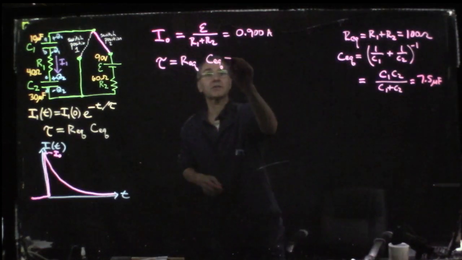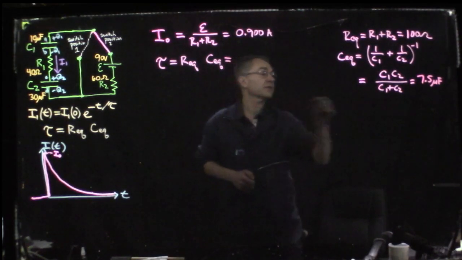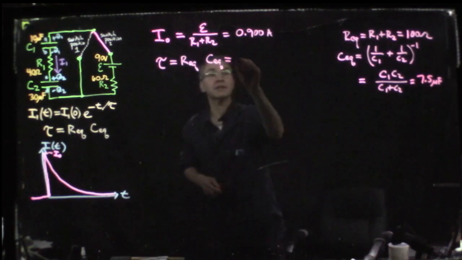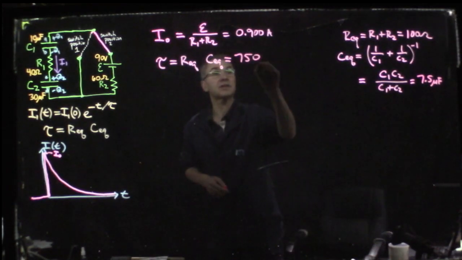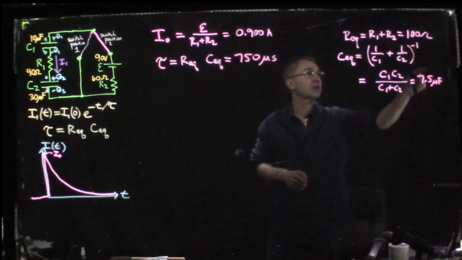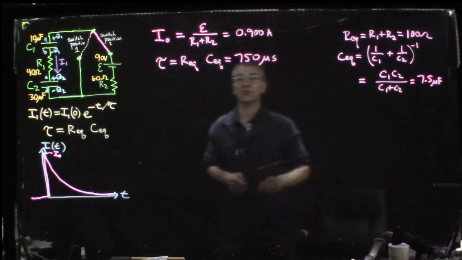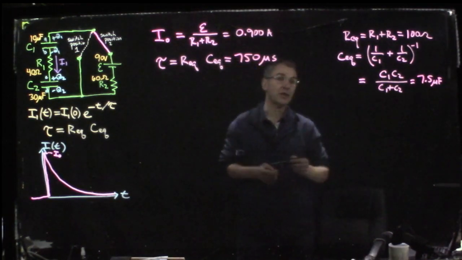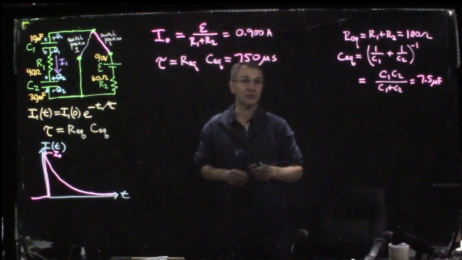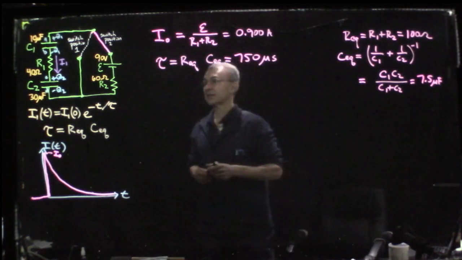So then the product of these two numbers is 750 microseconds. You have to be careful. Micro is 10 to the minus 6. So ohms times farads is seconds. So ohms times microfarads is microseconds. So be careful. A farad is a really big number for capacitance. So capacitors are more commonly measured in microfarads. So remember that micro is 10 to the minus 6.